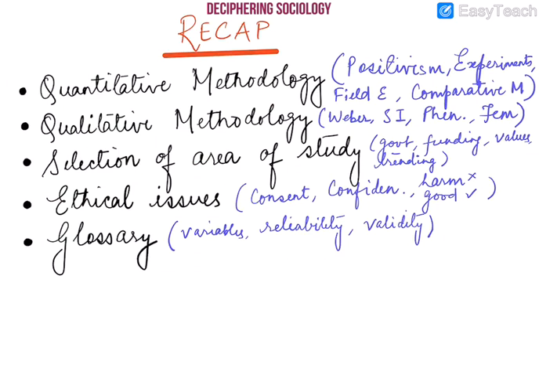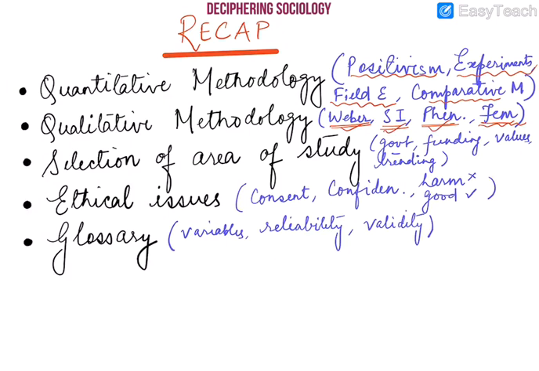Let's recap what we did in the last lecture. We studied about quantitative methodology. In the quantitative methodology, what did we study? We studied about positivism, experiments, field experiments, then comparative method. We also studied about qualitative methodology, and here we studied about Weber's social action, then symbolic interactionism, phenomenology, and about feminists. Now this was something new. These three we had already studied before.